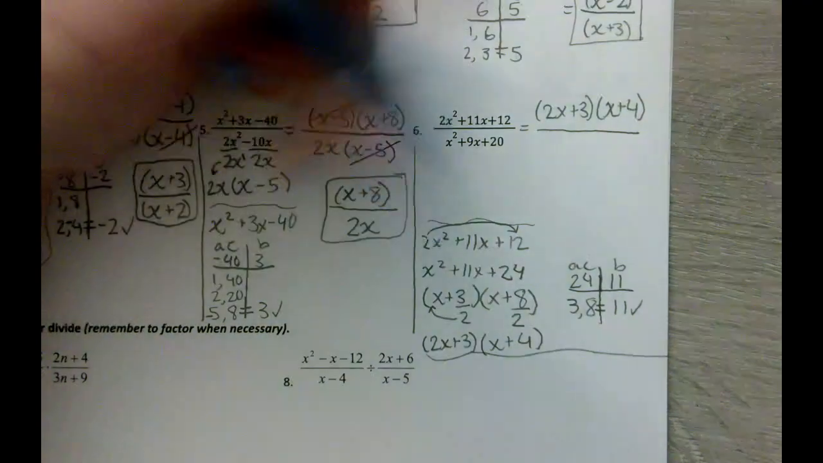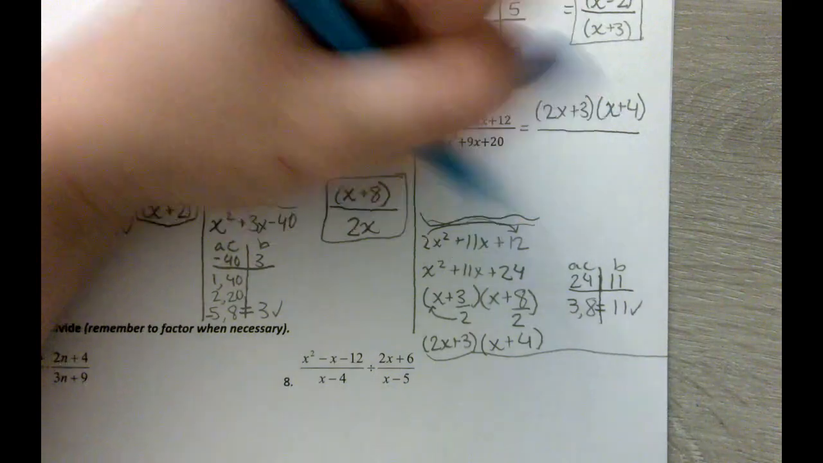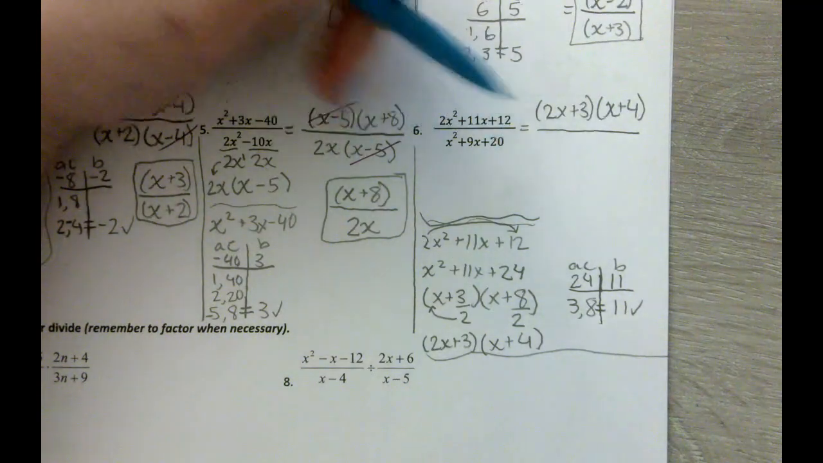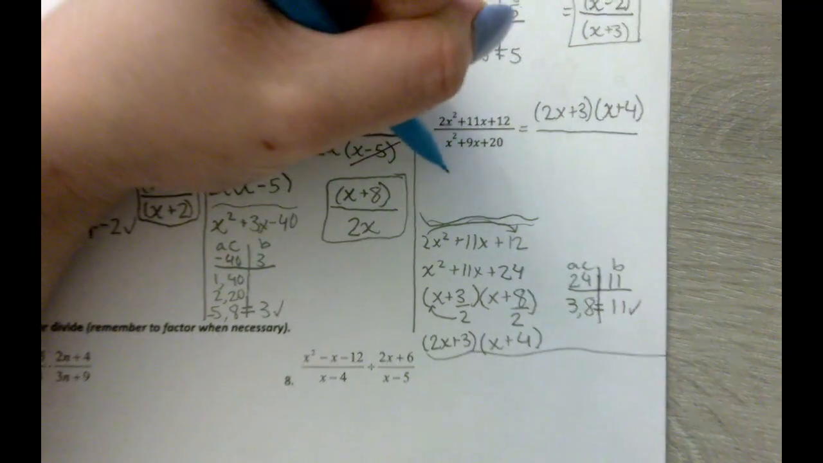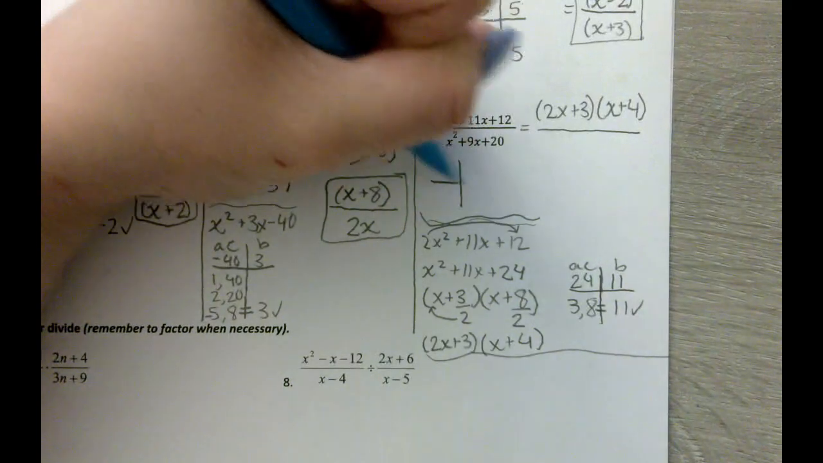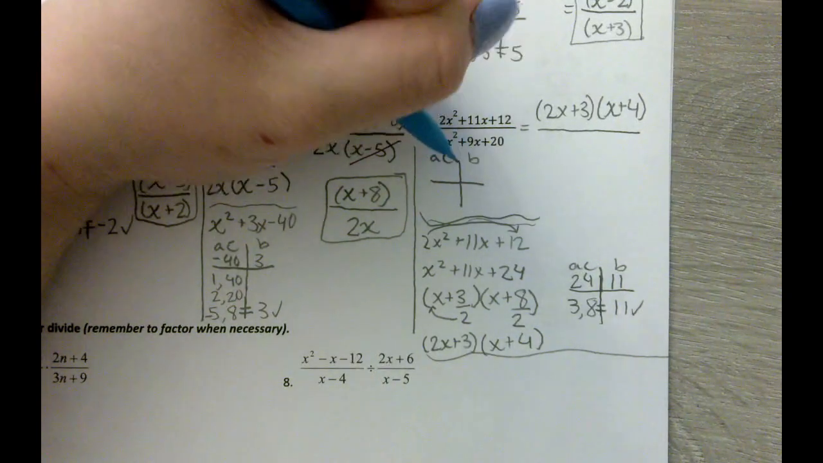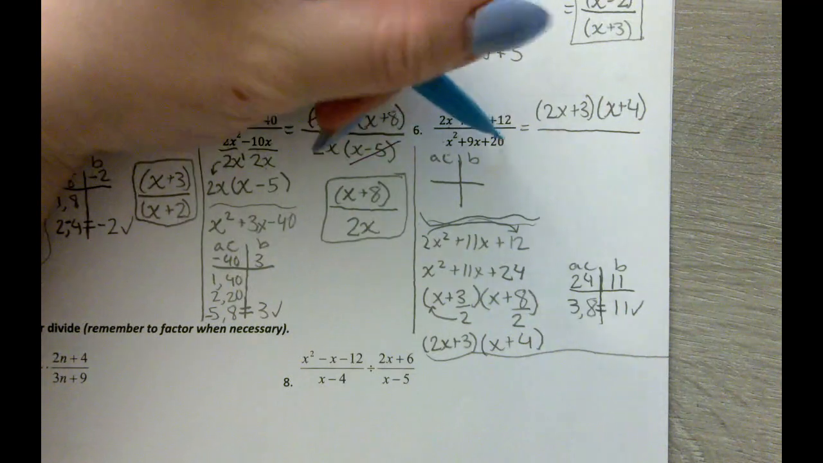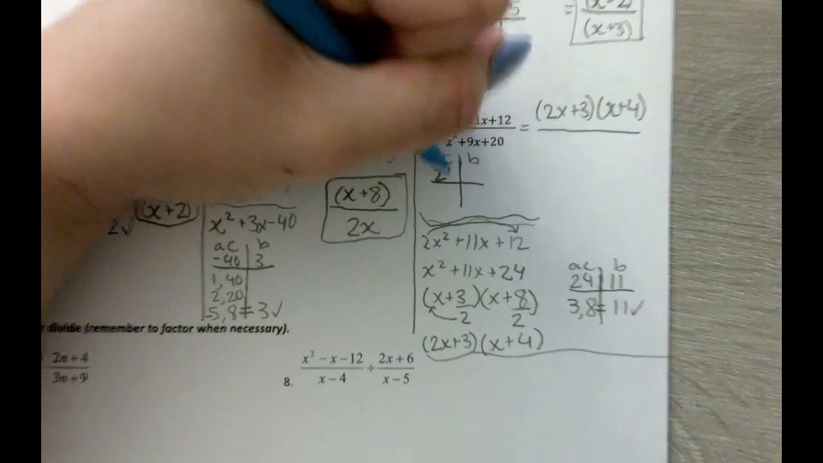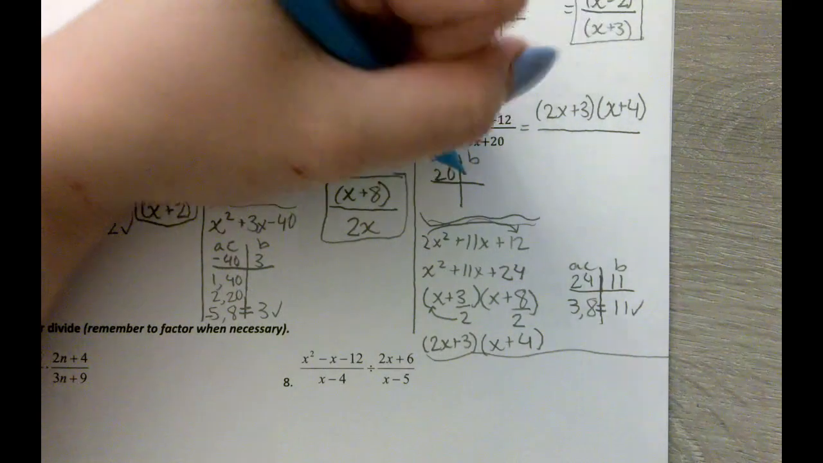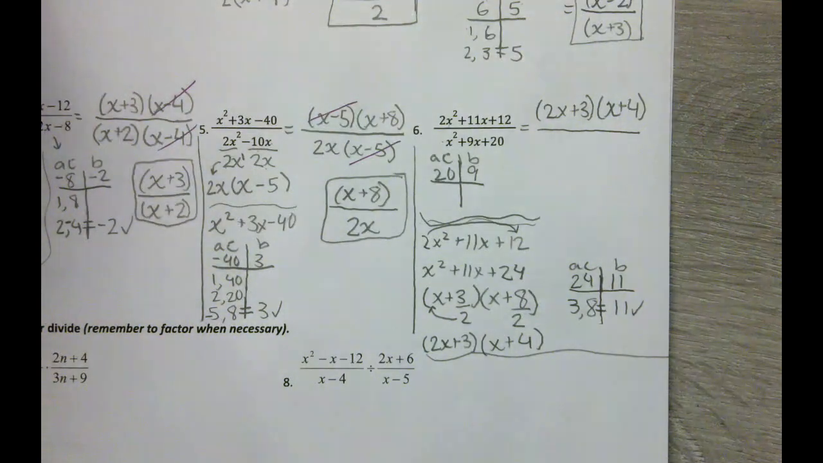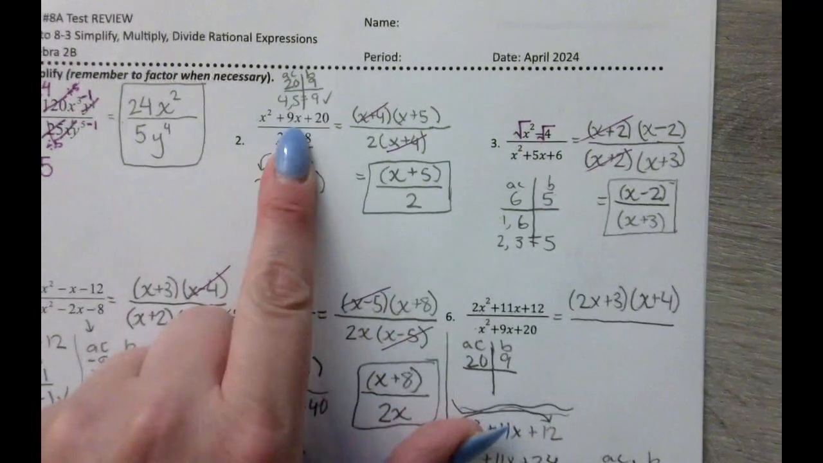Now I'm going to come back up here and do my little ACB chart to do my trinomial on the bottom. A is 1, C is 20, so 20. B is 9. And I believe we've already done this exact pairing. We have. We had this exact same trinomial in problem number 2, x squared plus 9x plus 20.